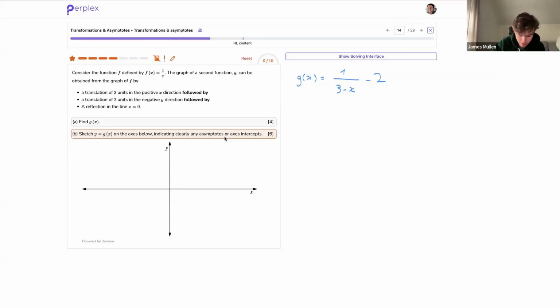Hang on. Is there something that I did wrong here? I think, hang on, sorry. I made a mistake in part B when I said that the minus goes in front of the whole thing. Let me go back.